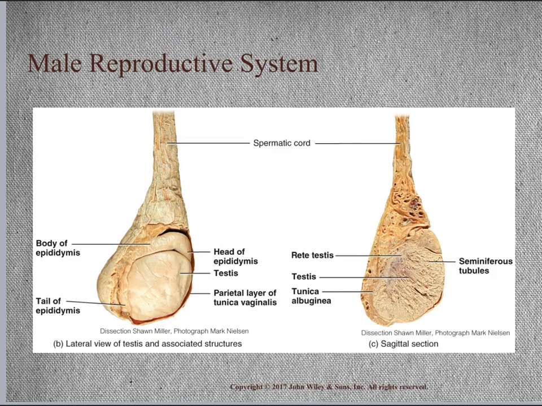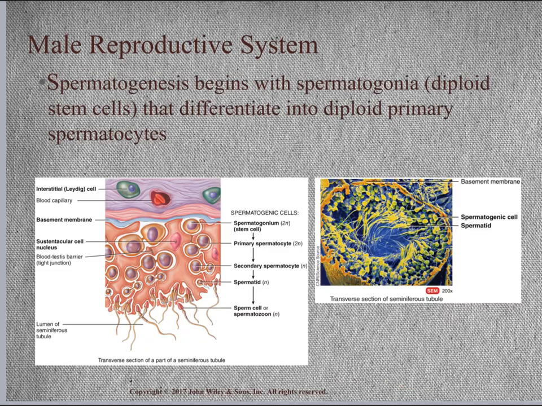Again, another cadaveric representation of the testes, the epididymis, and the spermatic cord. Again, you're not going to be tested this way. It's just more so you can see in real life, instead of a diagram, what it looks like in the male human body. Our next step is to look at spermatogenesis.